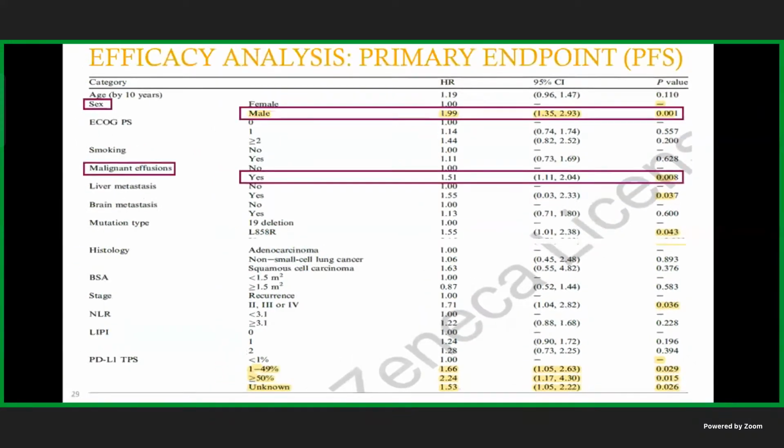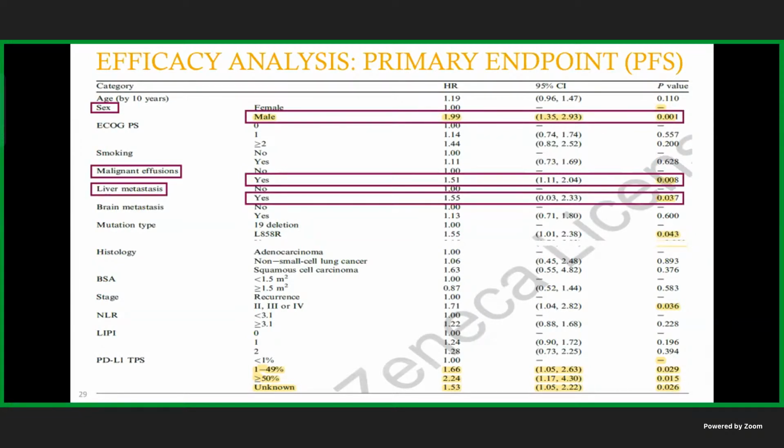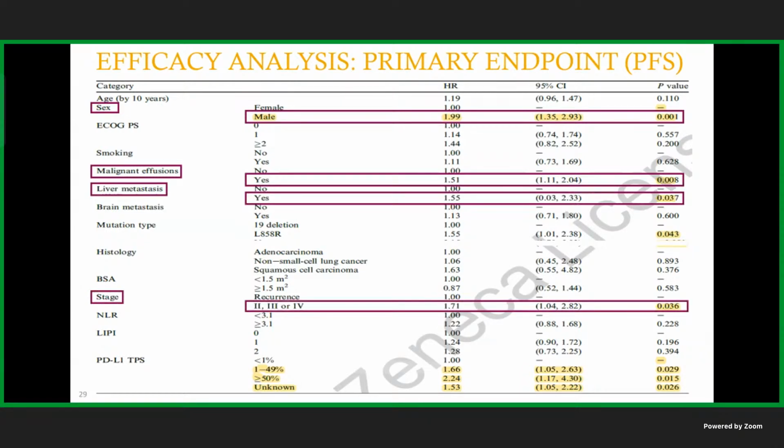So this was the primary endpoint, that is PFS. We discussed that the PFS was better in females. It was poorer in those patients who had malignant effusion, and it was poorer in those patients who had liver metastasis. Also, those patients who had stage 4 disease had poorer prognosis.